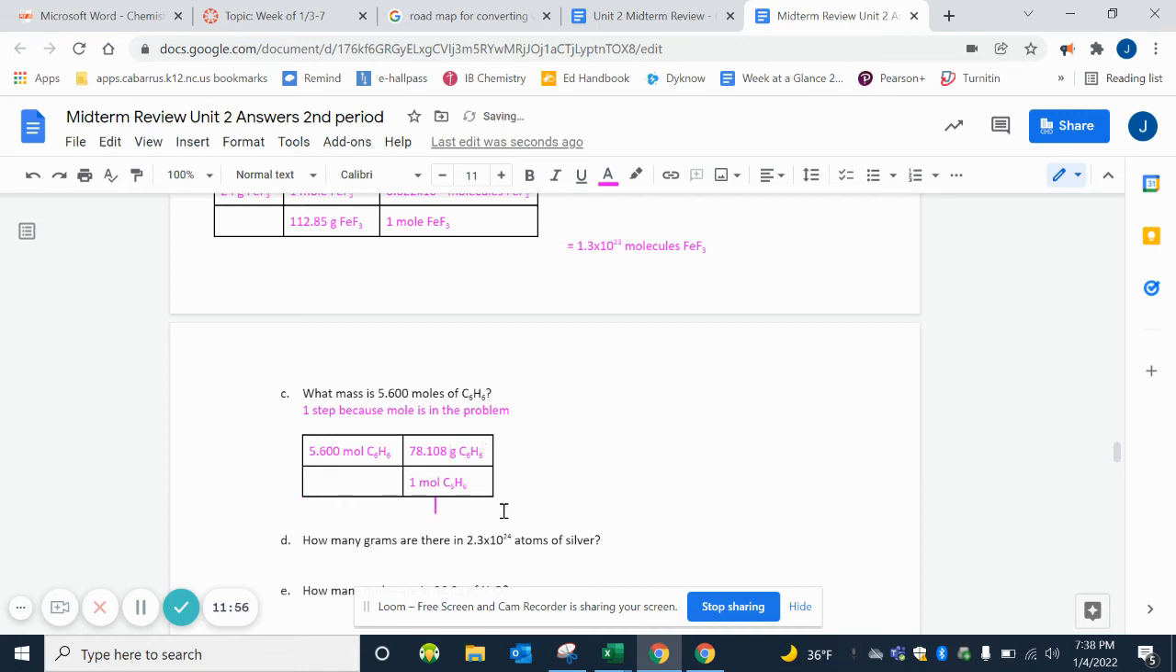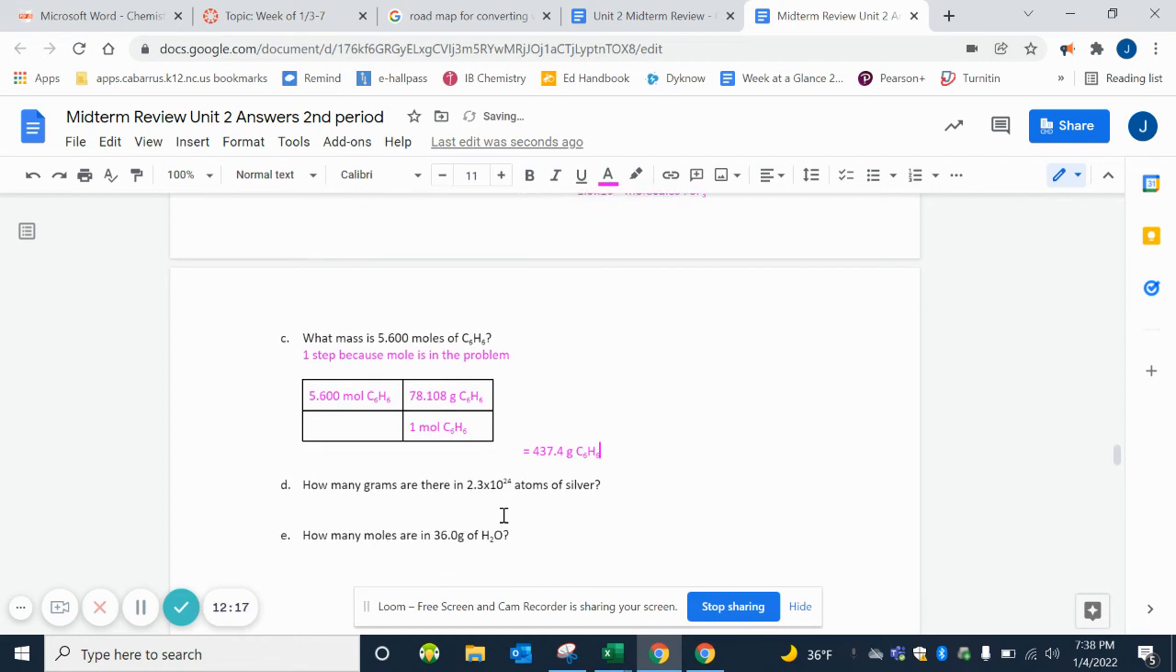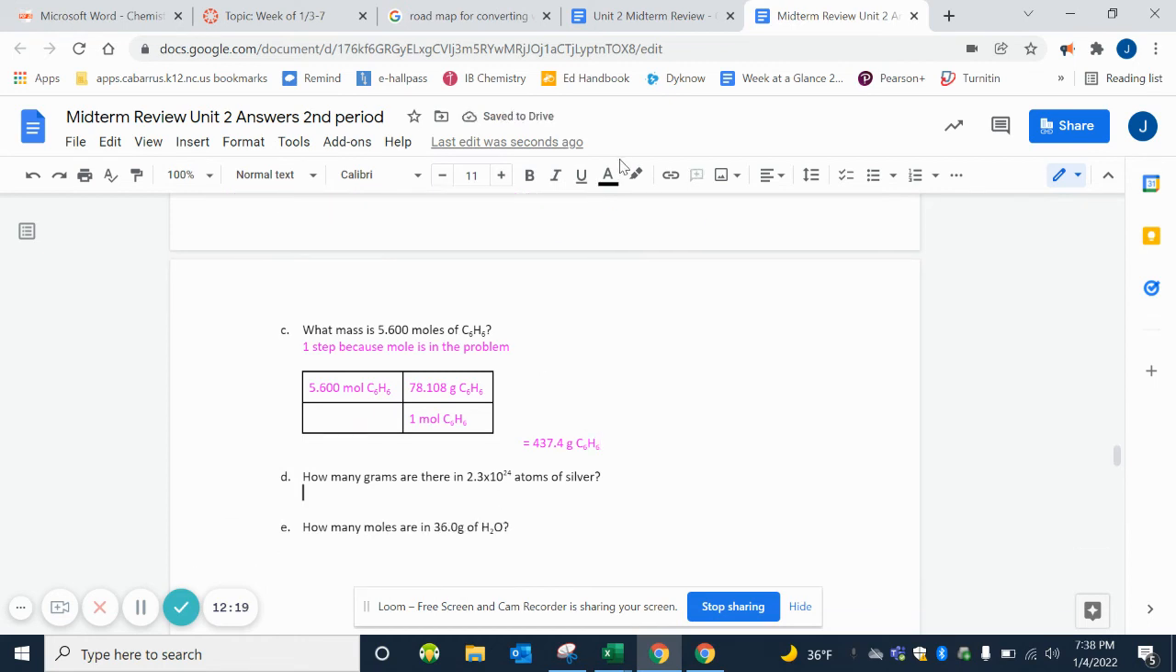And then that's it. So we're going to multiply and divide. 5.600 times 78.108 divided by 1. We need 4 significant figures this time, so it's 437.4 grams of C6H6. All right, letter D. If you read the question, there's no mention of the word mole. So this is going to be a 2-step problem because mole is not in the problem, not in the question.